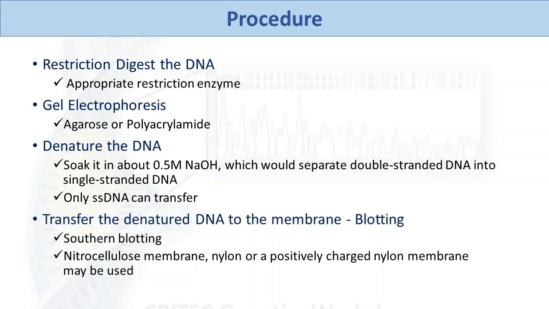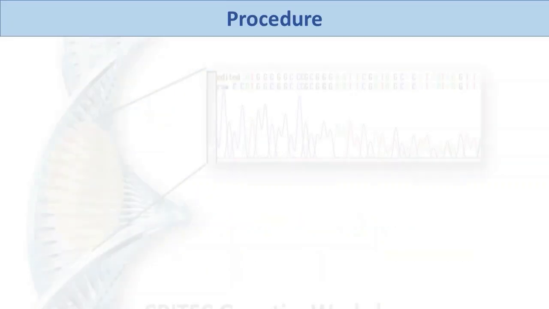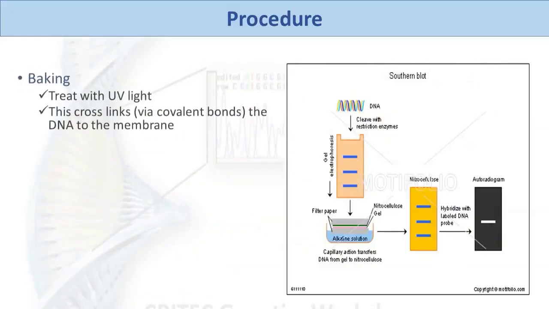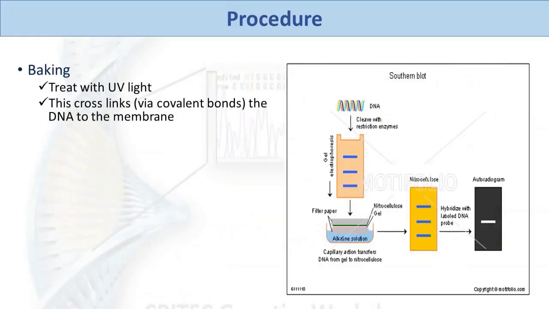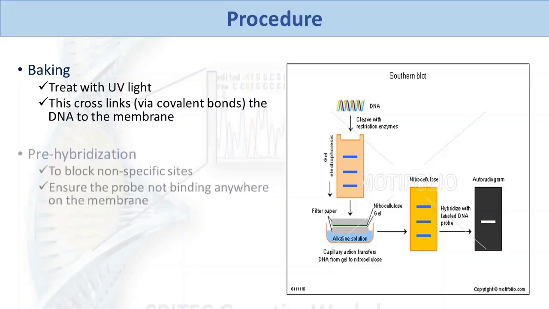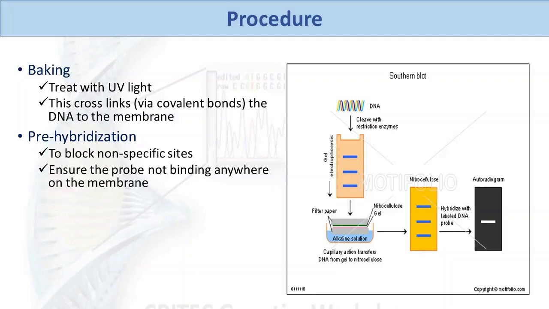Next up, denatured DNA are transferred to a nitrocellulose membrane. This can be obtained by using Southern blotting technique. Then again, we have to do the baking. This has to be done by treating with UV light. This ensures the cross-linking of the DNA to the membrane. And then the pre-hybridization is done to block non-specific sites and it ensures that the probe is not binding anywhere on the membrane.